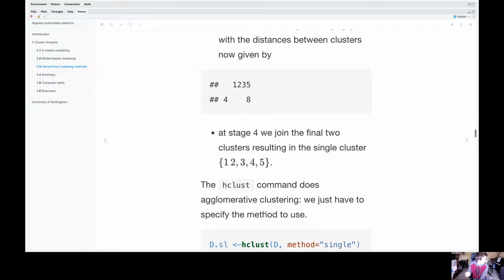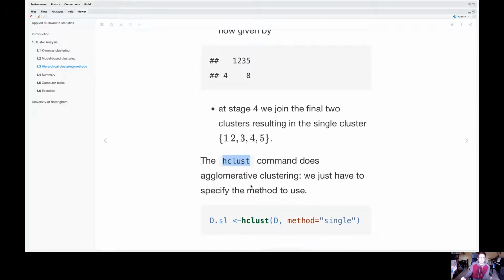So that's how these methods work. So that's with single linkage. Thankfully, you'll be pleased to know there's an R command to do this. It's the hclust command for hierarchical clustering. And all we have to do is specify the method. So to do the single linkage method, like we just did here, I put method equals single. It gives us an object back.